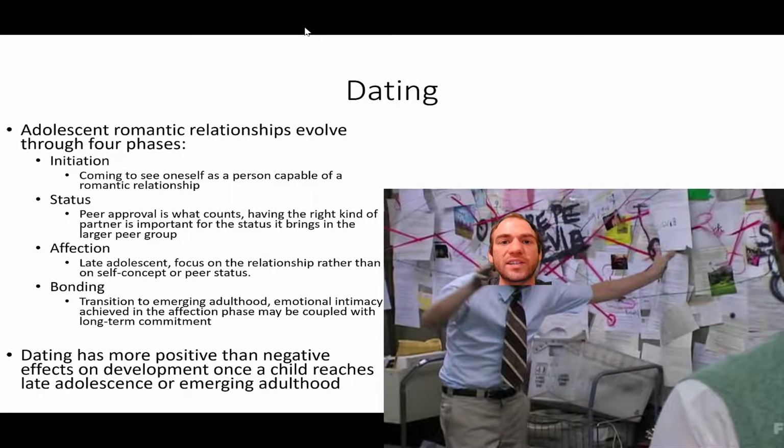The idea here is that an individual, in this phase theory, has to first see themselves as capable of forming a romantic relationship, and then through time, what's important about a relationship evolves. So from peer status, to focusing primarily on your partner, to really this bonding, reciprocal relationship that involves high levels of emotional intimacy and or long-term commitment.